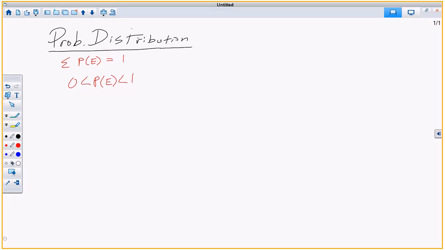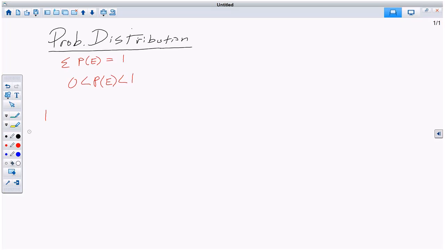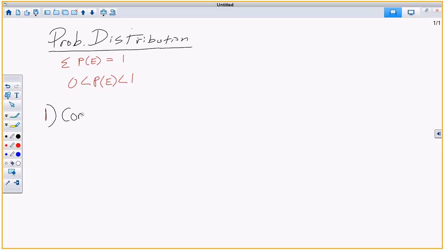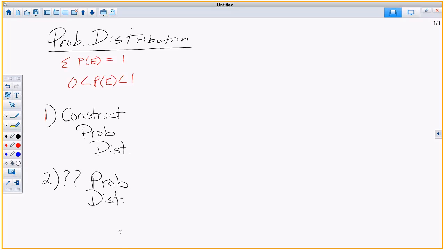One is to create or construct a probability distribution. And then after you learn how to construct the probability distribution, they're going to ask you questions about probability distribution. And basically, it's just going to be simple math. Okay, adding and subtracting, multiplying, or dividing. Now, how do you construct one? Well, we're going to give you an example right here.